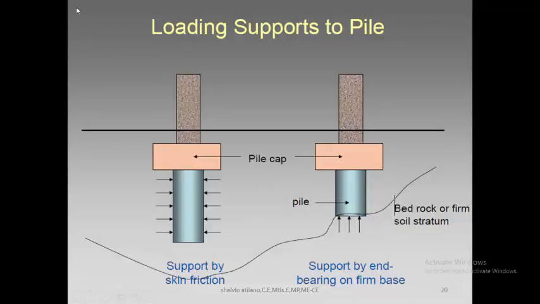So this is the presentation. So pile cap, see, the location is here. So it will be uneconomical to touch that one. So you need to put the friction pile. End bearing, because here the bedrock or the firm soil stratum is located below only.